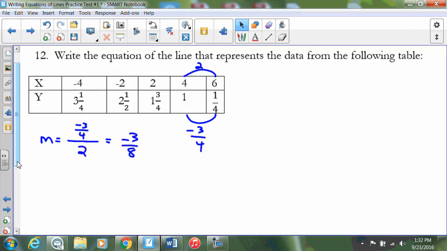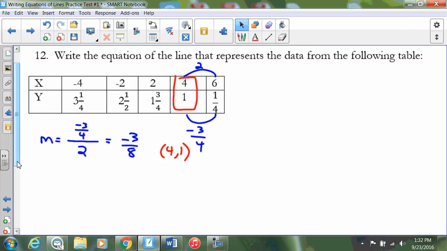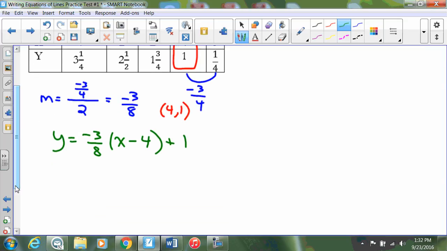What point do you think we should use? Wow, one really stands out, right? This point 4, 1, we're going to use it because it's the prettiest. All right, it's not the prettiest. I mean, fractions are pretty, but it is the easiest one to work with. So then we're going to go ahead. When we use our formula, we're going to plug in negative 3/8 for our slope, and then we'll plug in 4 for our h and 1 for our k, and we'll have fun distributing.